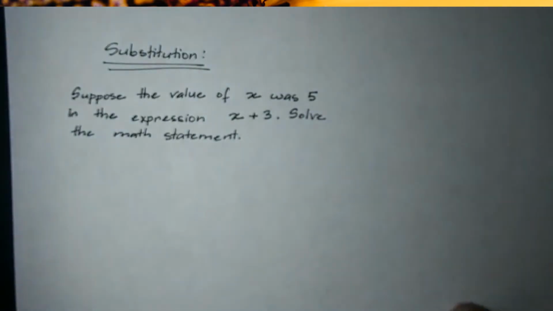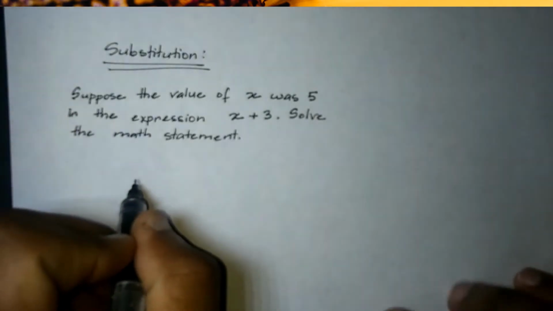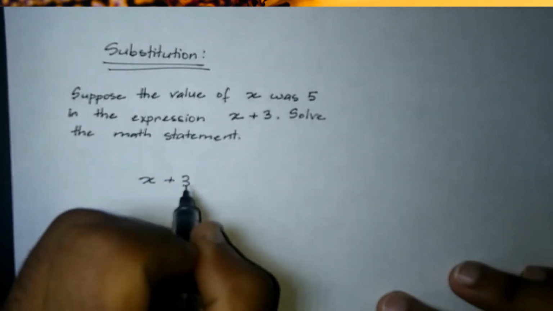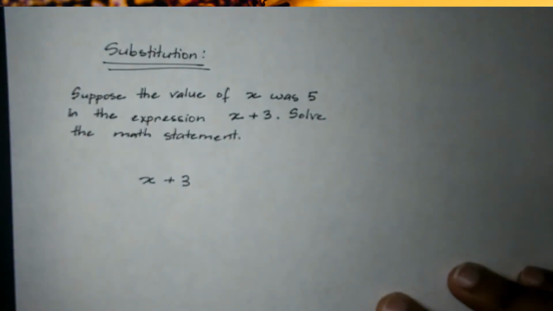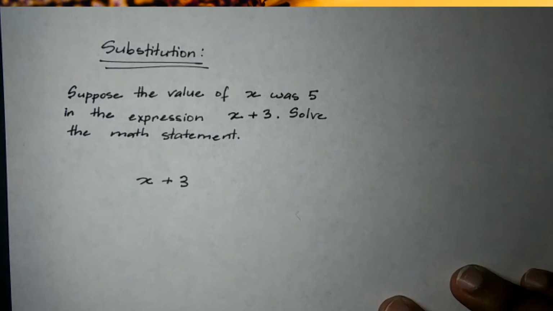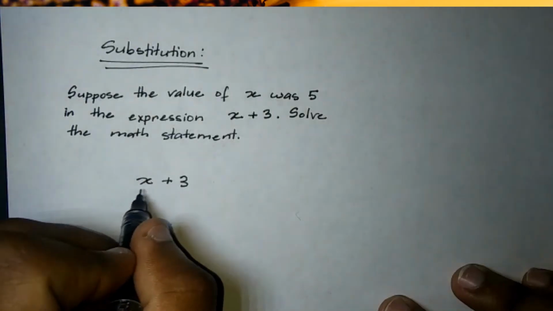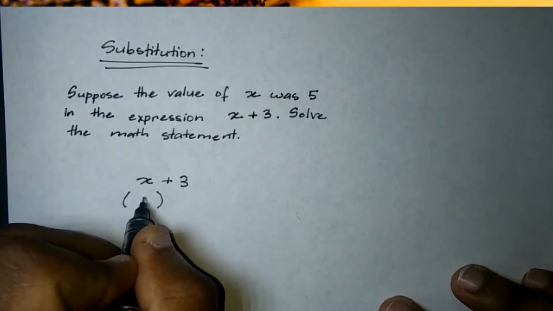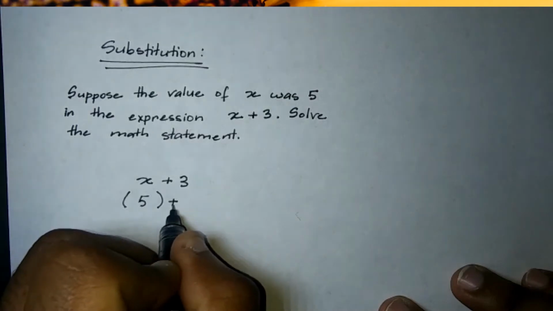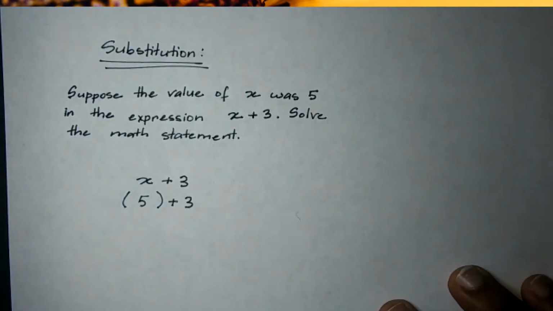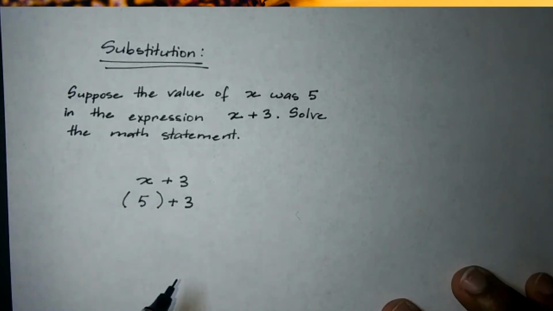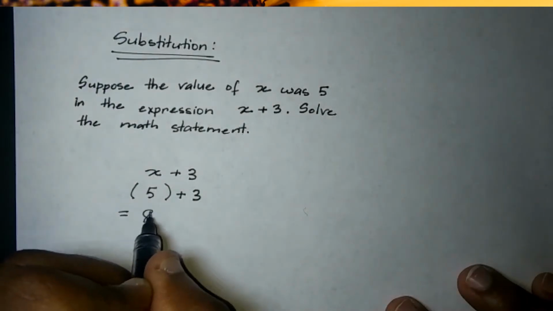Was 5. So, this is what I'm going to do. I'm going to rewrite the expression x plus 3. Now, to show that I'm substituting, I'm going to put the value that I'm replacing in brackets. So I'm replacing x. So I'm going to put the value of x in brackets. Then I'm going to continue with the expression. So I just replaced x with 5. And 5 plus 3? 5 plus 3 is equal to 8.